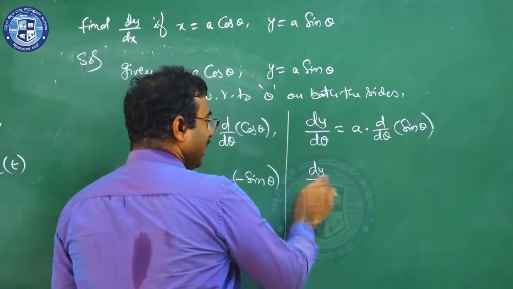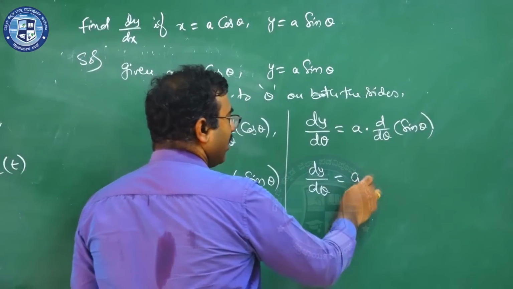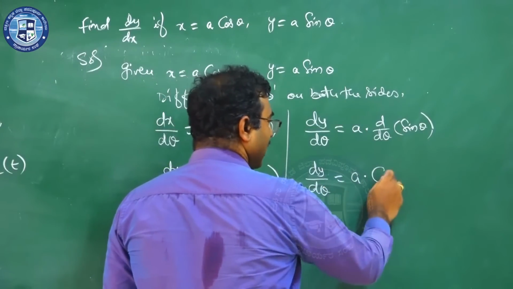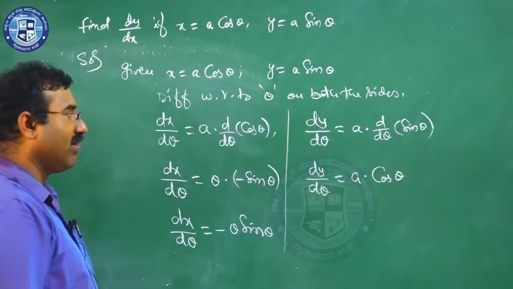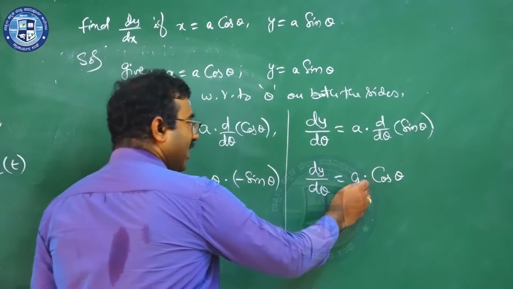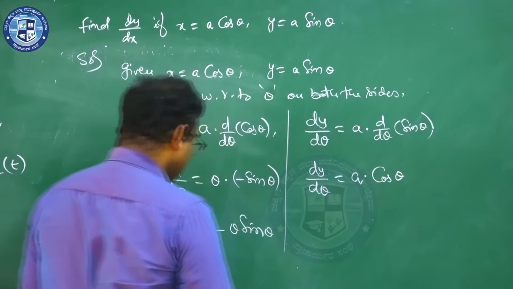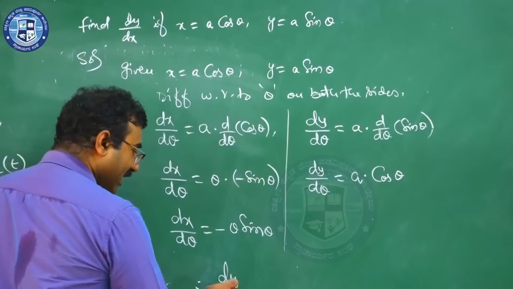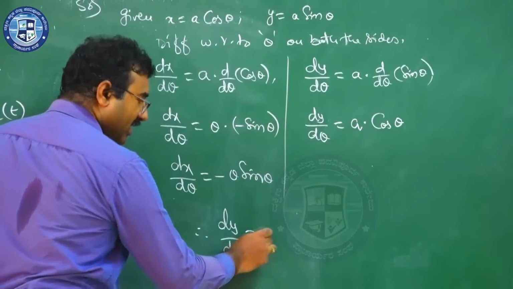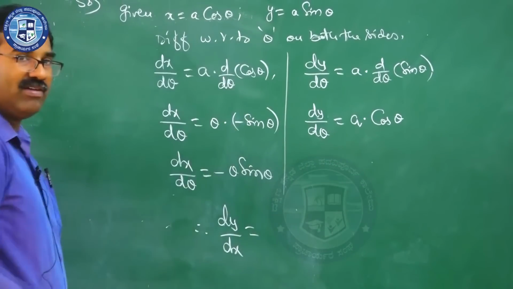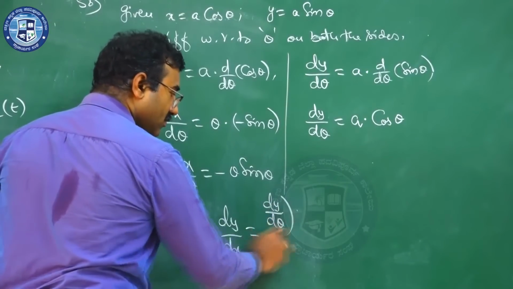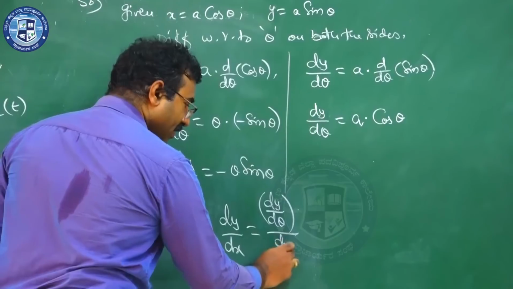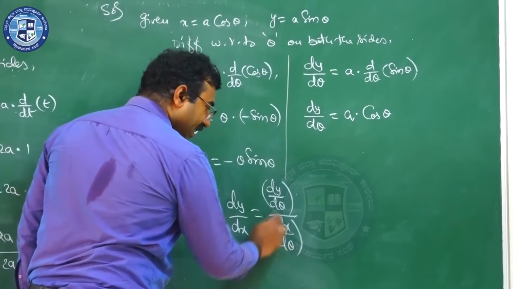So, dy by d theta is equal to A into differentiation of sin theta, which is cos theta, because you are differentiating with respect to theta only, the same variable. So, you are getting dy by d theta is A cos theta. Therefore, dy by dx is, here it is in terms of theta, so you have to write dy by d theta divided by dx by d theta.